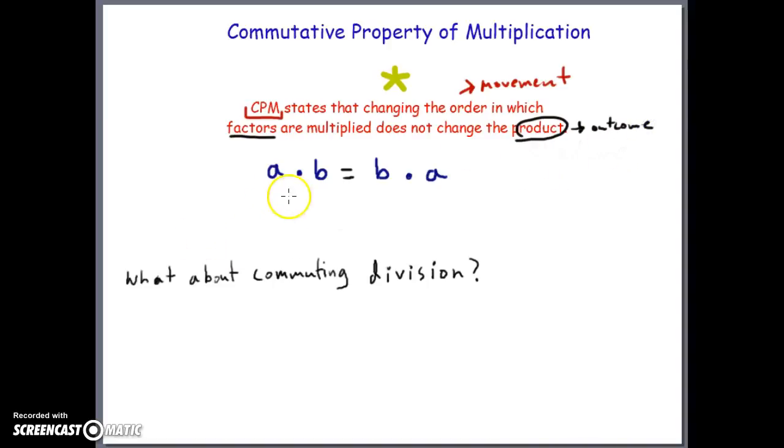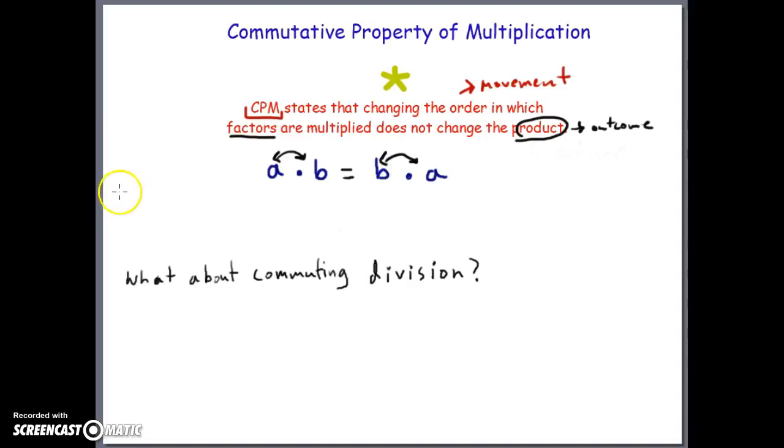So if you look here, we've got the two factors, A and B. And what they're saying is if we multiply the factor A before B, that's the same exact thing as multiplying the factor B to the factor A. Changing the order that these factors are multiplied in will not change the outcome of what they equal.